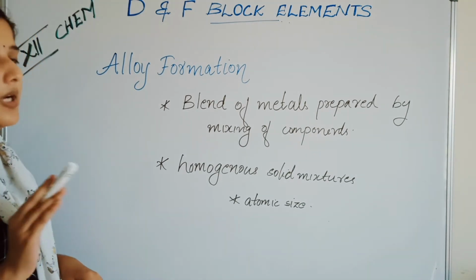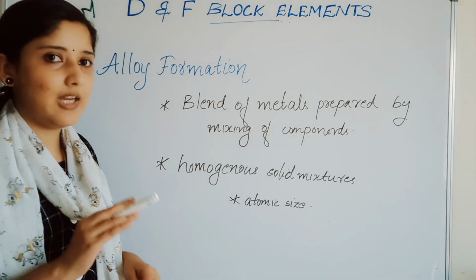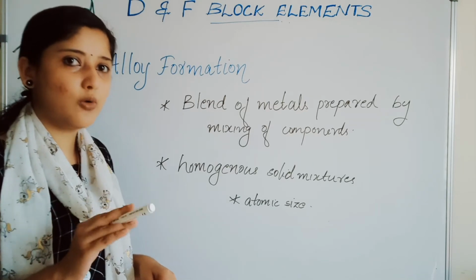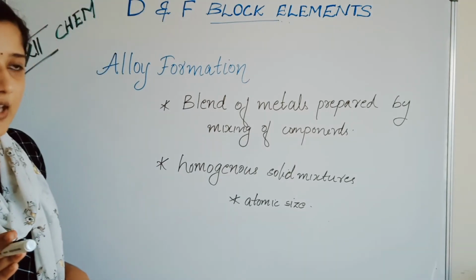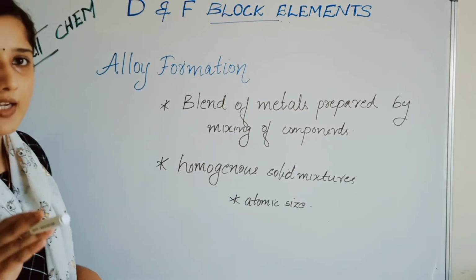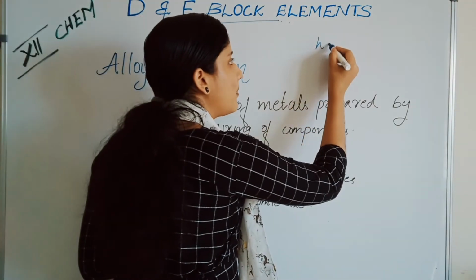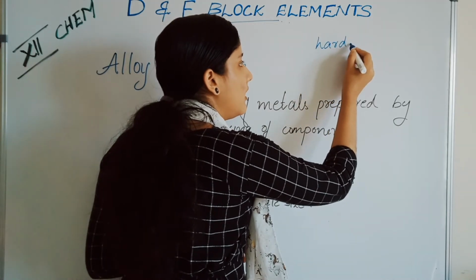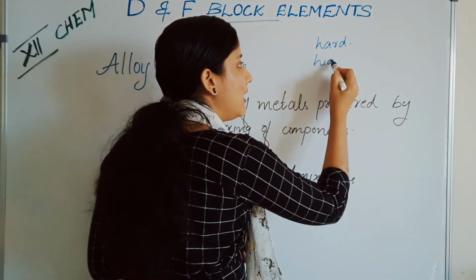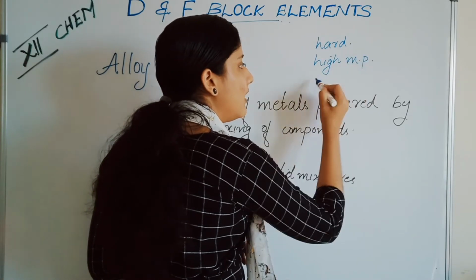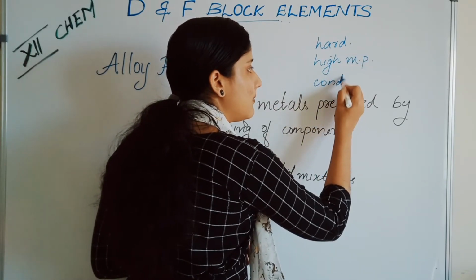The main property of alloys is that they are very hard. They are harder, and also they are good conductors of electricity and have a high melting point. Alloys are usually hard, they have a high melting point, and are conductors of electricity.